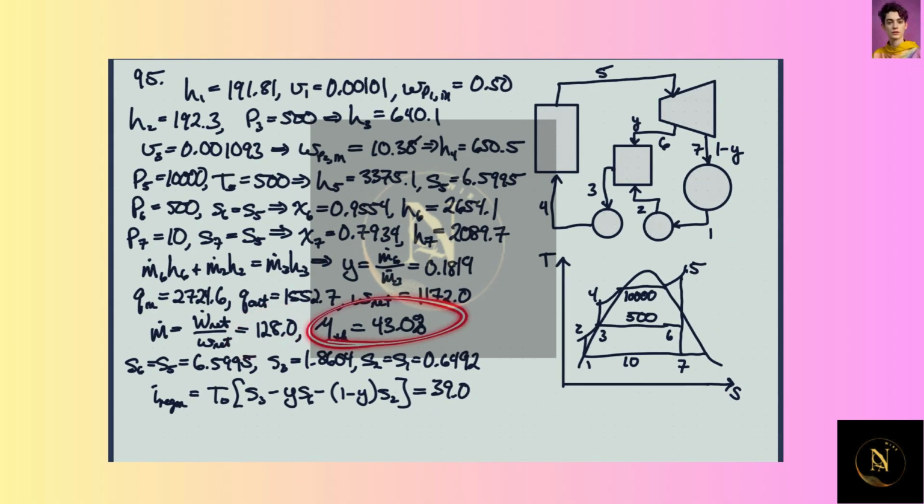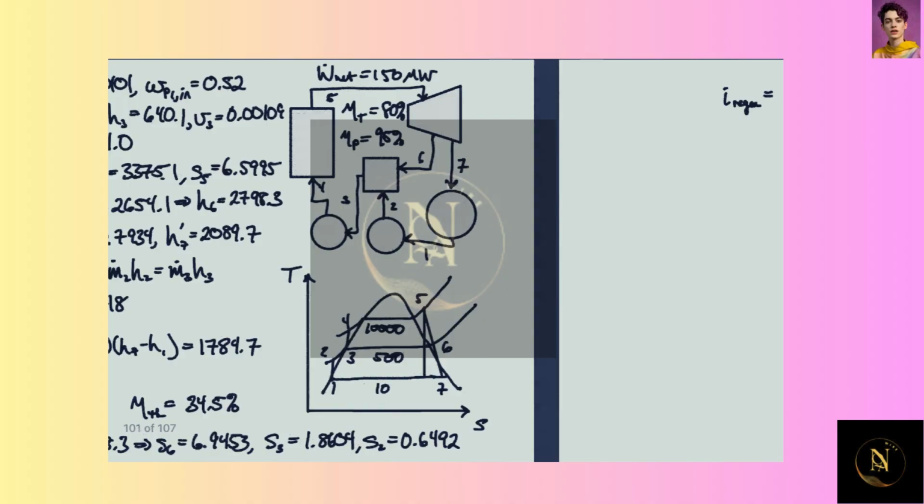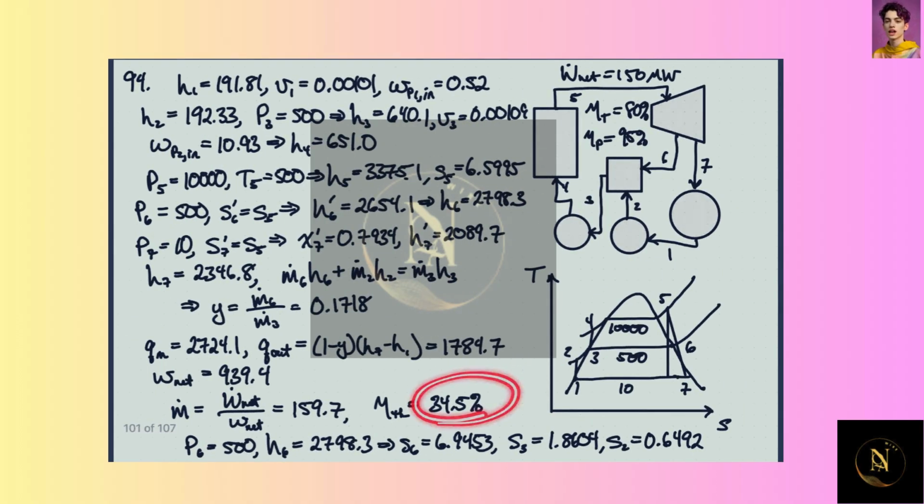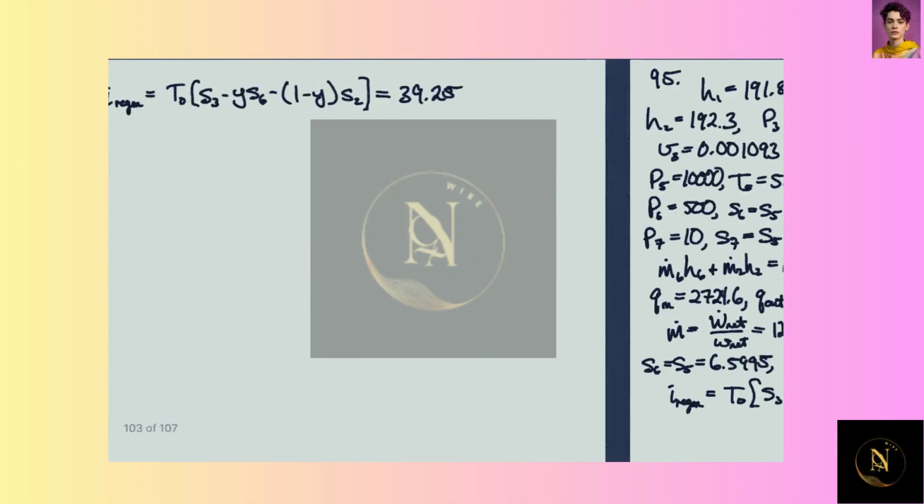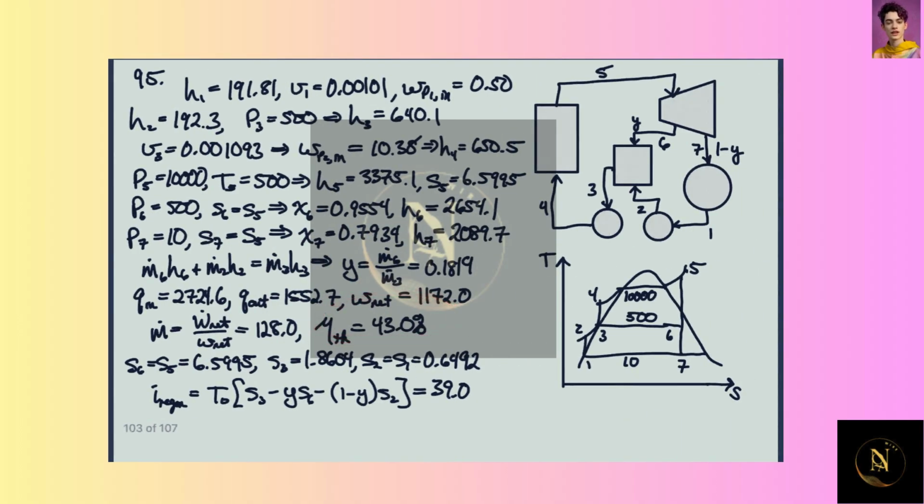Thermal efficiency is now 43% as opposed to 34.5%, which is good. We should expect an increase in the thermal efficiency of the whole cycle.